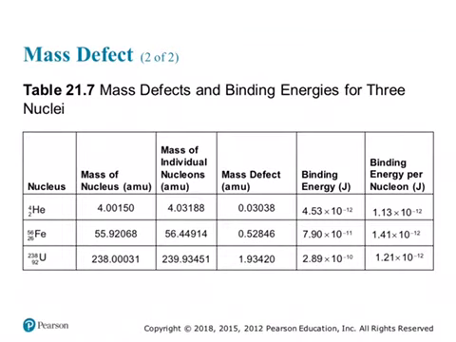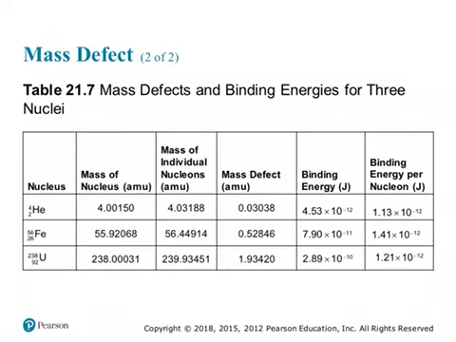So let's look at the difference between the mass defects and the binding energies for the three nuclei here. First, we're looking at an alpha particle. The regular mass of the nucleus, you see 4.00150. The mass of the individual nucleons, 4.03188. That means your mass defect is 0.03038. That's the difference between the nucleus and the mass of the individual nucleons.